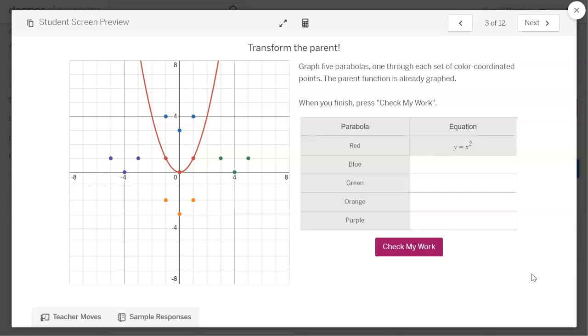If you have any students that are colorblind in your class, and I had that unfortunately, they will definitely need to be paired up with a student who is not colorblind, so they can help point out where these points are so that they can do the activity.